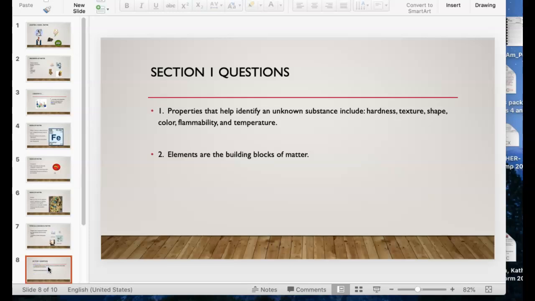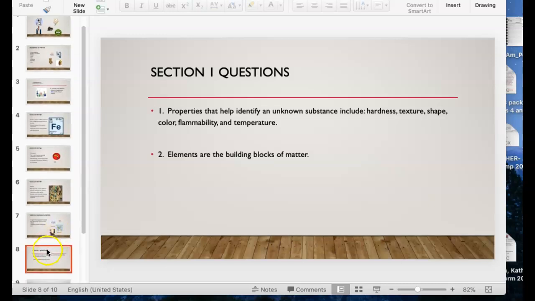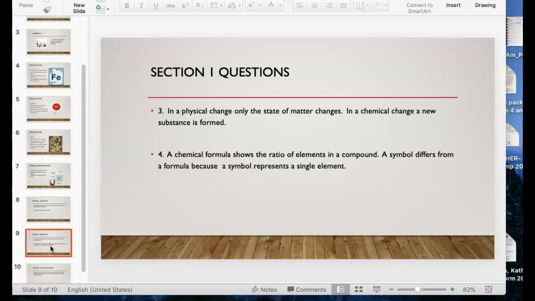So section 1 review questions. The first question is asking you, how can you identify the properties? And we can use those 6 basic properties to identify, including hardness, texture, shape, color, flammability, and temperature. Question 2 was asking you what the building blocks of matter were. So they are the elements. Question 3, in a physical change, the state of matter changes. In a chemical change, you make something new. That's how you identify the two different types of change.